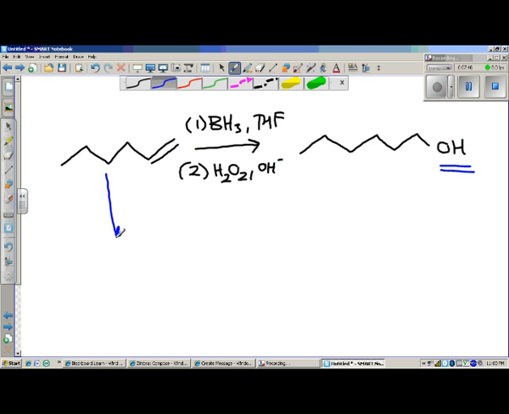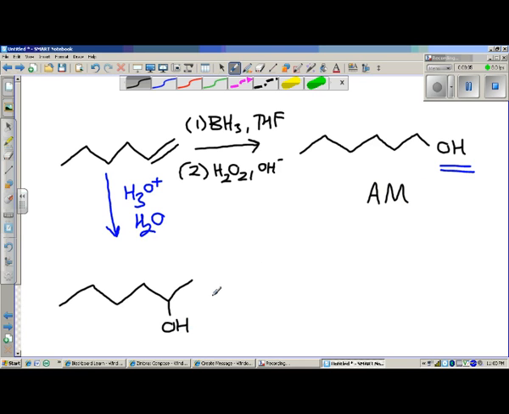If we were to do, say for example, H3O plus and H2O here, we would, through the mechanism that we've seen before, we would get the most stable carbocation being on this carbon. We'd end up with the Markovnikov. So this is the anti-Markovnikov product, and this is the Markovnikov product. And that's what makes this hydroboration oxidation unique. It's the only reaction that forms the anti-Markovnikov alcohol.